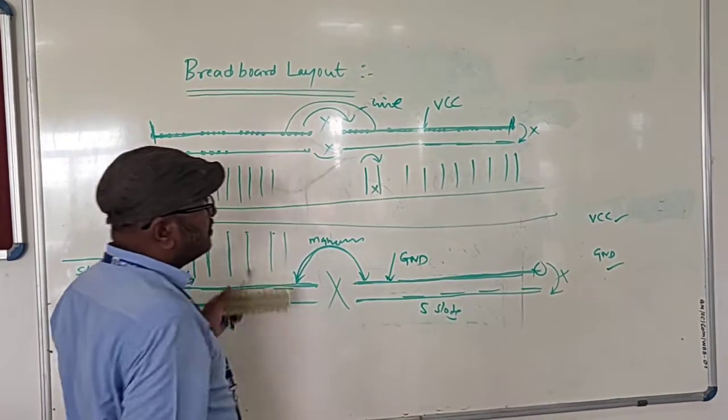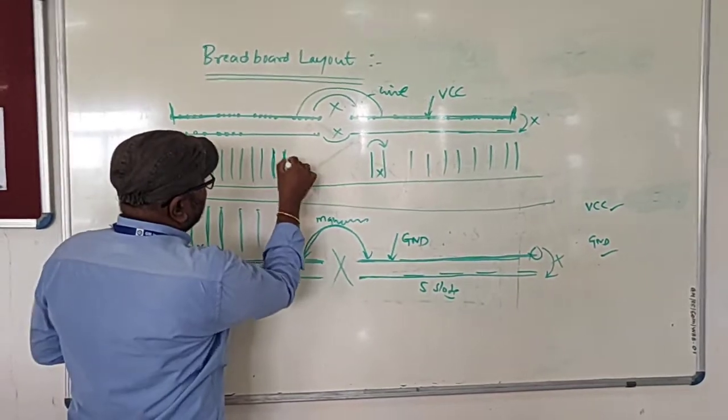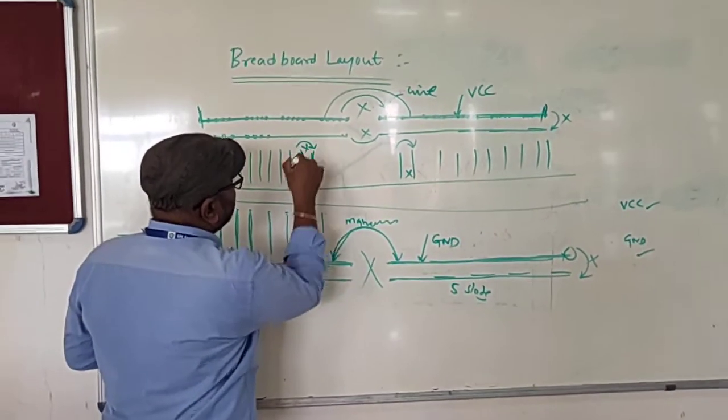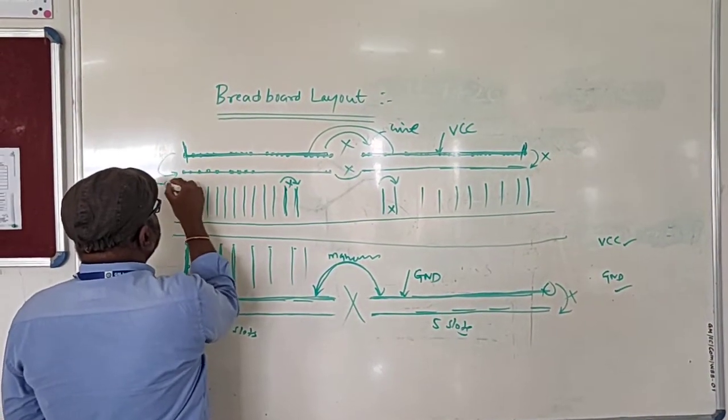So this is how the breadboard is designed. You remember that these are the points vertically shorted, but there is no limit connection. These are the paths horizontally shorted, but there is no connection between this and this.